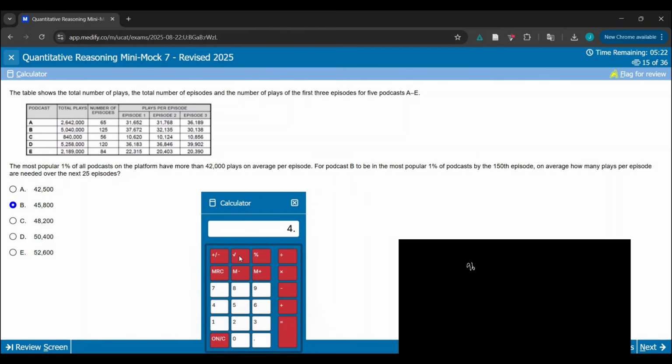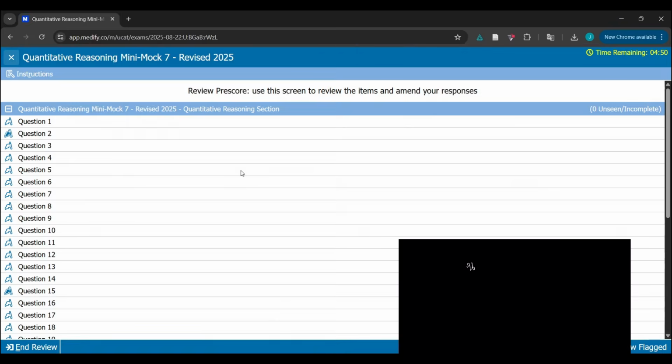So have more than 42,000 on average per episode. Podcast B, how many plays are required? It's 25 episodes. Okay, so then you need 42,000 times 150. And right now it has to subtract 4,050,000 and divide this by 25. 50,400. That's more like it.